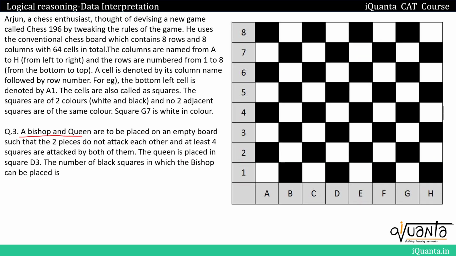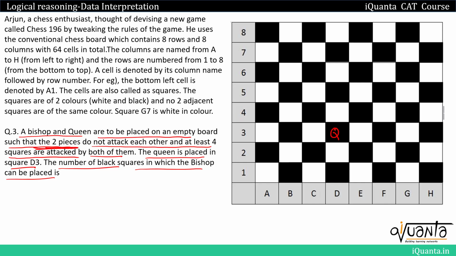The question is, a bishop and a queen are to be placed on an empty board such that the two pieces do not attack each other and at least 4 squares are attacked by both of them. The queen is placed in the square d3. The number of black squares in which the bishop can be placed is. So we have to place a bishop and a queen. We have to place the queen on square d3. So d3 will have a queen over here.